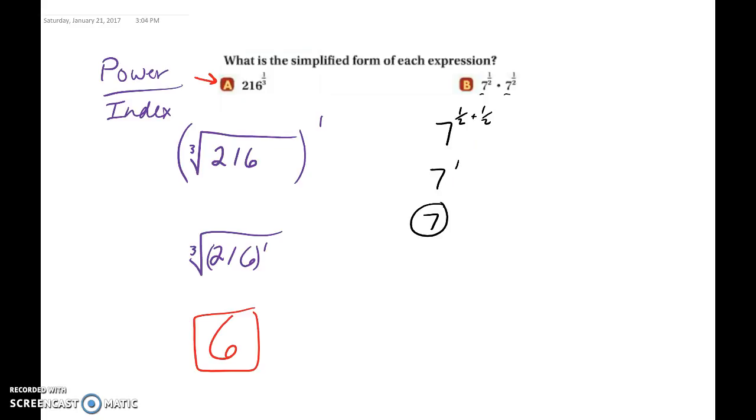Or what we could do is rewrite both of these as a radical. So it's power over index. So here we have a radical sign. Our radicand is 7, our power is 1, our index is 2, so it's the square root of 7 times the square root of 7. Since they both have the same index, we can go ahead and multiply these two together. So then it will be the square root of 49, and then the square root of 49 is 7.